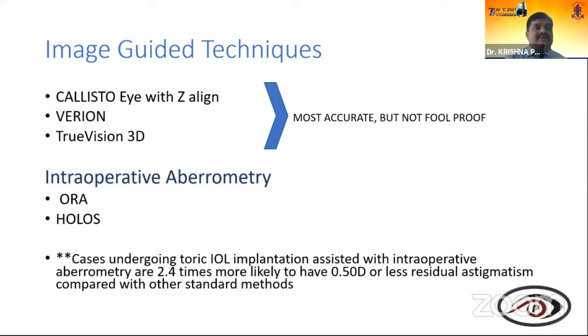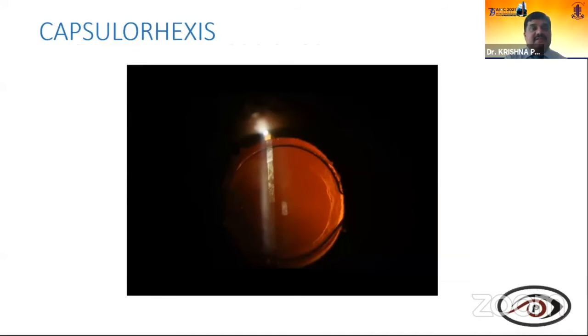Coming to the image guided systems, I am well versed with the Callisto Eye from Zeiss. There is Verion also, and TrueVision 3D. As I was telling, the best one is intraoperative aberrometry, that is ORA and Holos. Cases undergoing toric implantation assisted with intraoperative aberrometry are 2.4 times more likely to have 0.5 degree or less residual astigmatism compared with the other standard methods. But once again, it's very, very expensive.